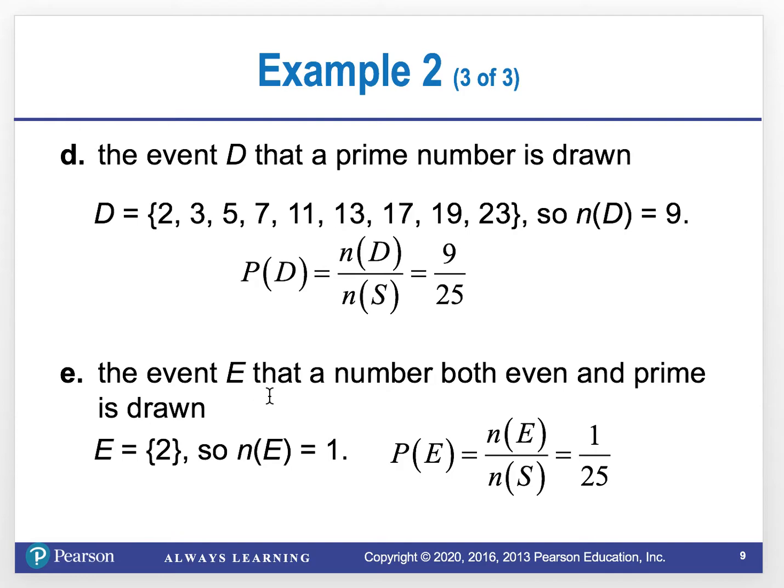What about the event E, that a number is both even, there's that word and again, and prime? So here's all the primes. Because it said and, it's got to be one of these, and it has to be even. The only one that's even and prime is 2. So there's only one way that event could happen out of 25 possibilities.